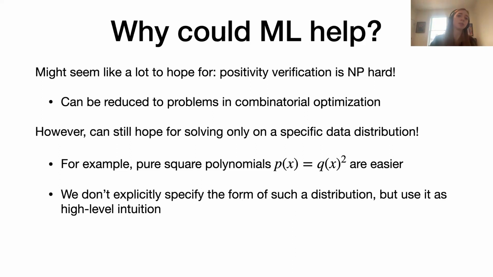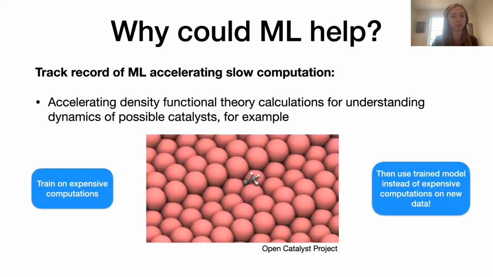And so throughout the talk, we're not going to explicitly specify the form of such a distribution, but mostly use it as a high-level guiding intuition that there is still some hope of accelerating this positivity verification problem, subject to what your data distribution is. And our ansatz here is that it's still worth doing, because real-world data distributions hopefully will have this kind of structure to them. There's also a track record across many other fields of machine learning accelerating slow computation. So I have to say, when Mitchell and I were looking through the literature, we really couldn't find too much that used machine learning for this style of problems where the data types are all polynomials.